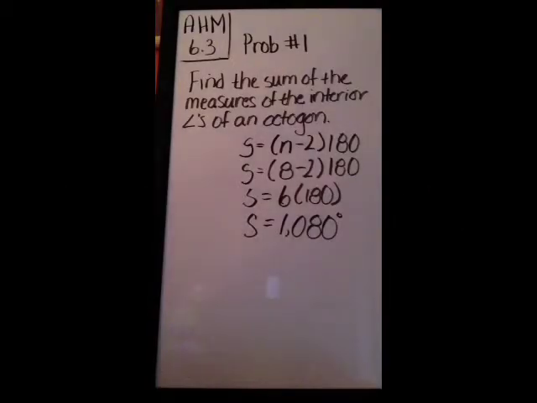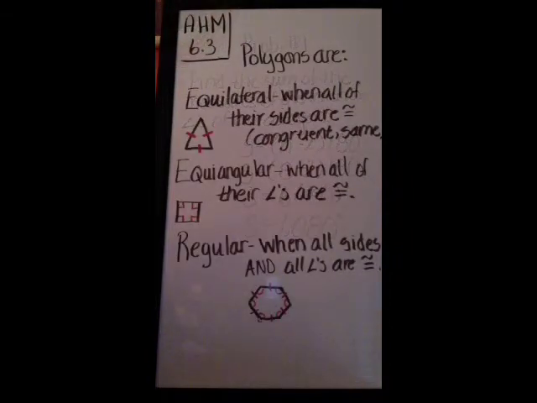Okay, so again we use the equation sum is equal to n minus 2 times 180. An octagon has 8 sides, so we substitute 8 for n. Subtract, we get 6, and multiply. The sum of all the angles of an octagon is 1,080 degrees. How'd you do?